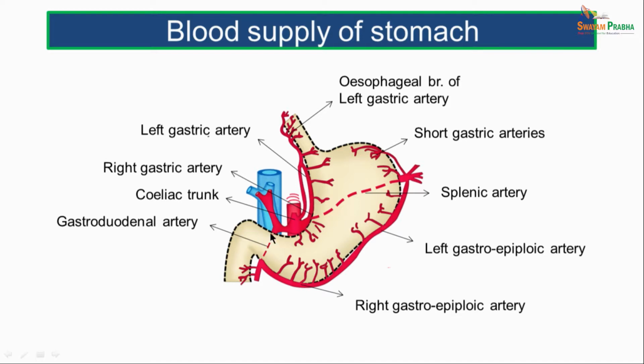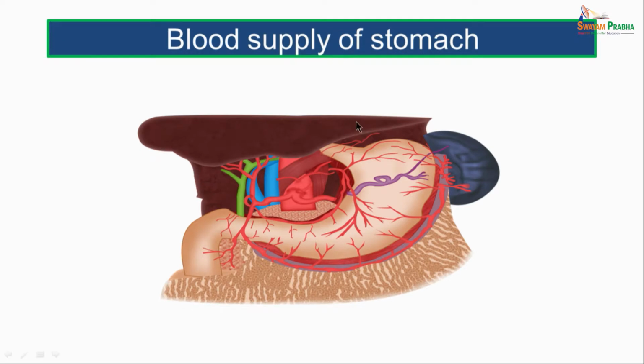Thus, we have seen that these 5 vessels, the left gastric, the right gastric, the splenic which gives out the short gastric arteries, the left gastroepiploic and the right gastroepiploic arteries, are how blood is supplied to the stomach. The same is seen here in this picture.